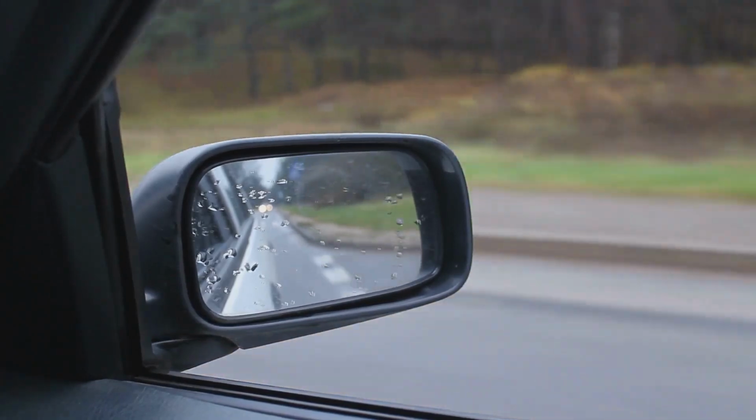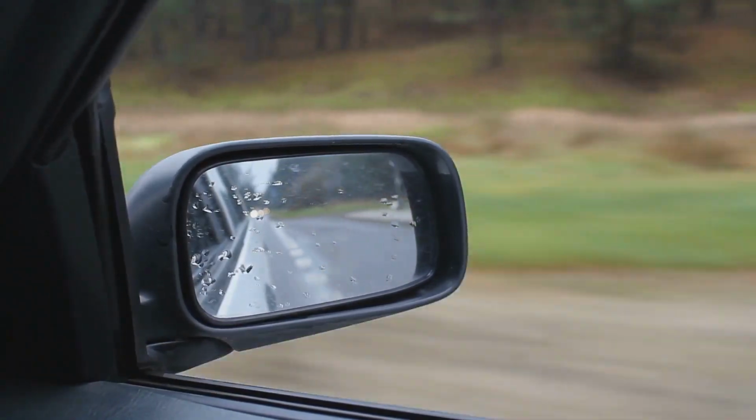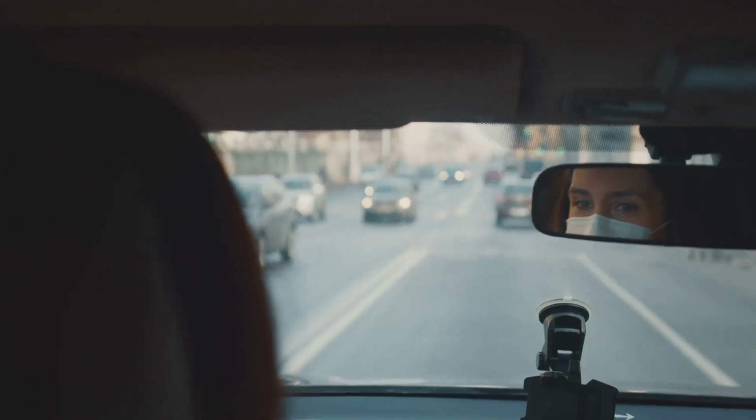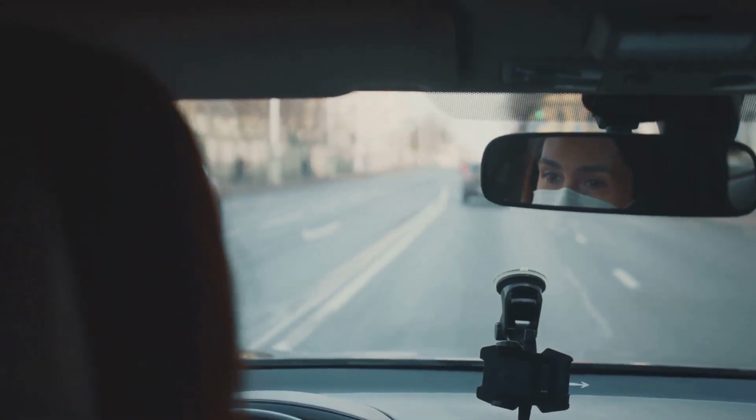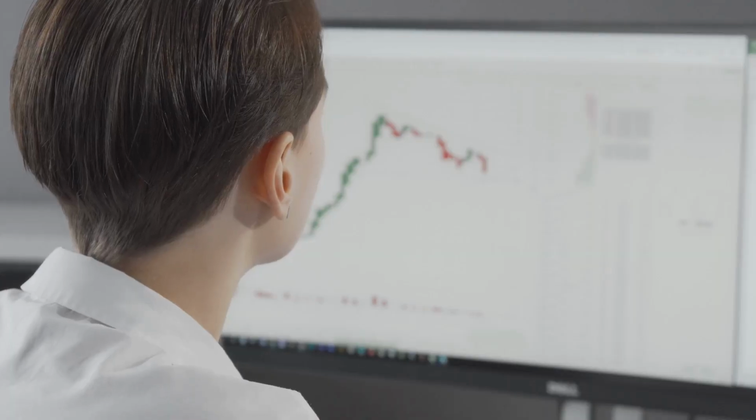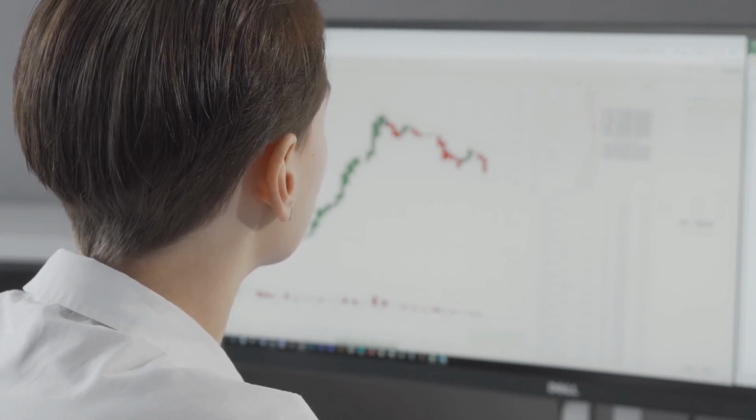Section 3. Lagging indicators. Confirmation from the rear-view mirror. Imagine driving a car and only looking in the rear-view mirror. You would see where you've been, but not where you're going. Lagging indicators are similar. They confirm what has already happened in the economy.